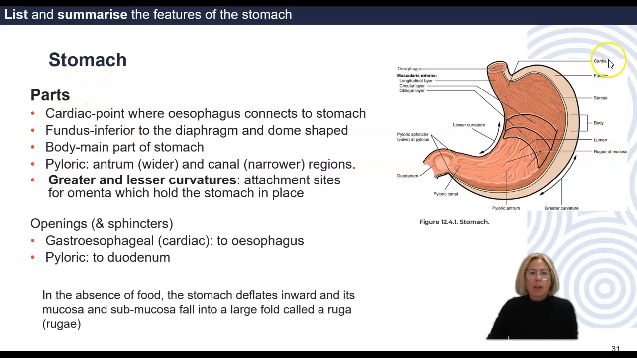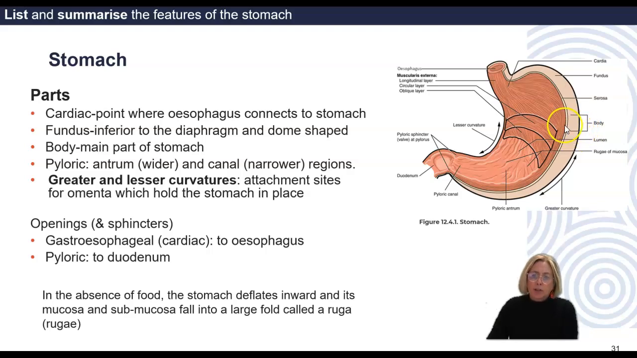We have the cardia region or the cardiac region, which is the point where the esophagus connects to the stomach. It's called the cardiac region because of its location close to the heart. The fundus then is inferior to the diaphragm. You can see it here. It's sort of dome shaped. And it then gives way to the body of the stomach, which forms the main part of the stomach.